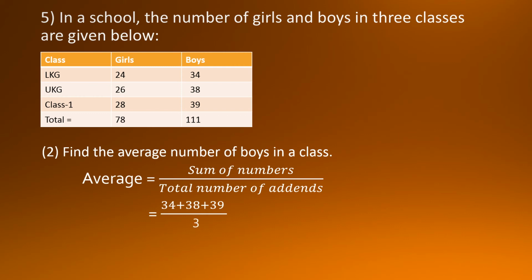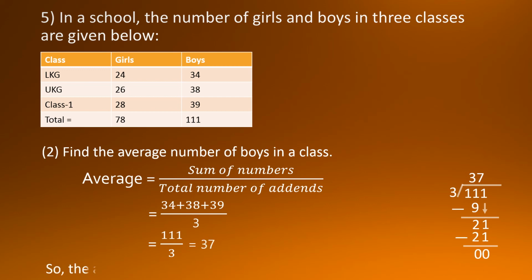Now do the addition. We get 111 divided by 3. If we divide 111 by 3, we get 37. So the average number of boys in a class is 37.